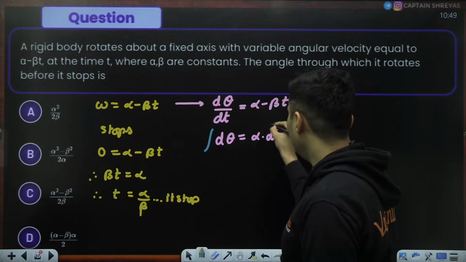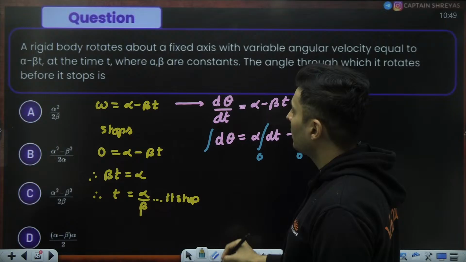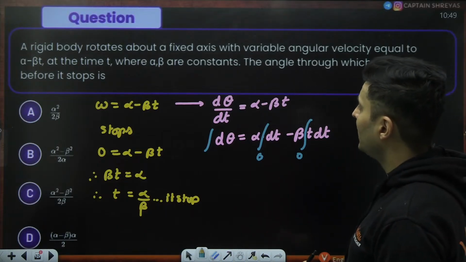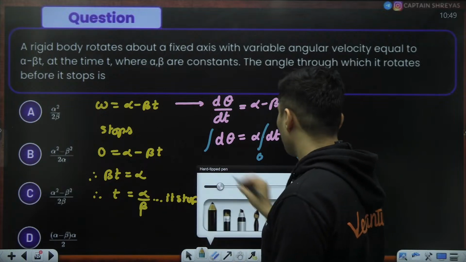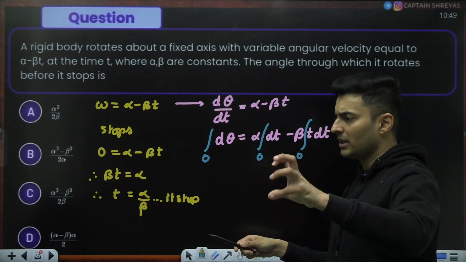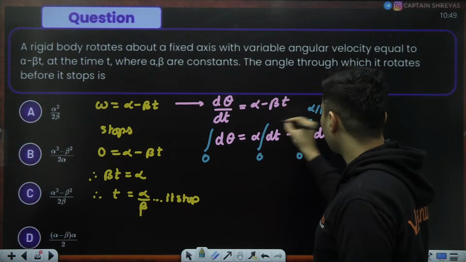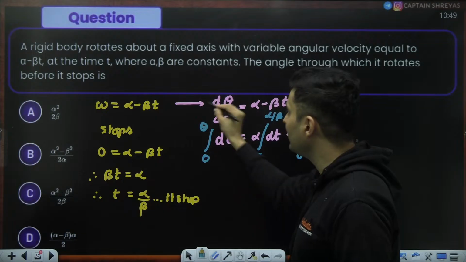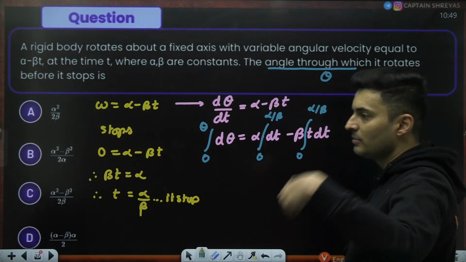Integrate and integrate. So when time is 0, theta is 0. Yeah, when time is 0, it has just started to rotate, so theta is 0. When the value of time is alpha by beta, then the total angle covered is theta, which we have to find. The angle through which it rotates before it stops.